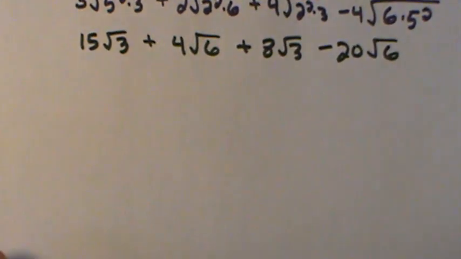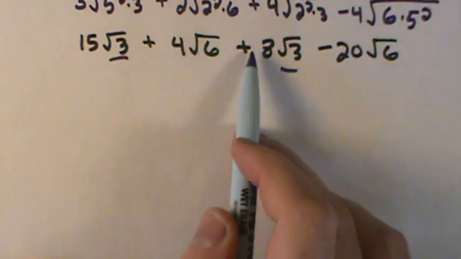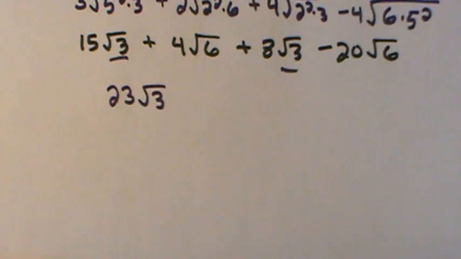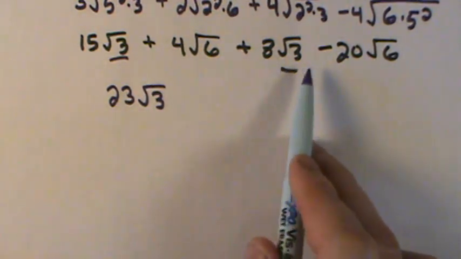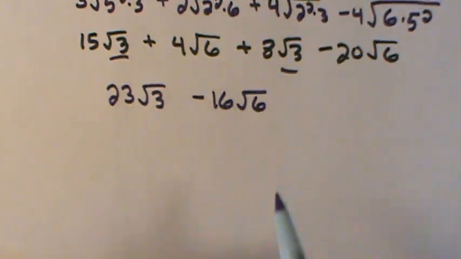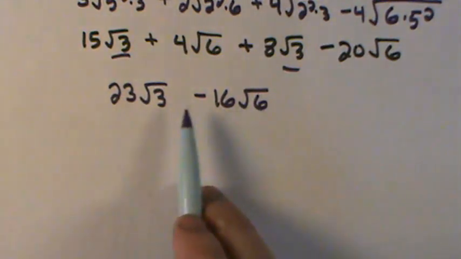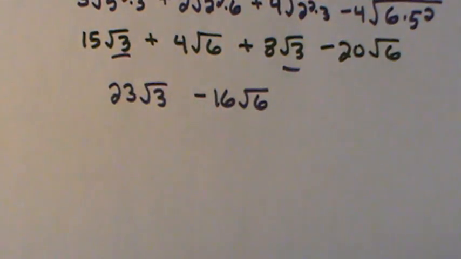At this step, I'm looking for any like radicals, like critters. So I notice that my rad 3's are the same. I can take 15 plus 8, which would be 23 radical 3's. And then I look at these radical 6's. 4 take away 20 would be negative 16 radical 6. And there's your example 5. I know to stop because those radicals are different values, different labels. And we'll do one more example here.